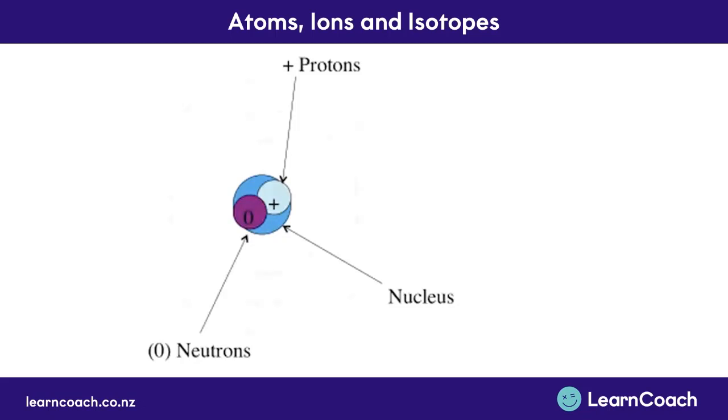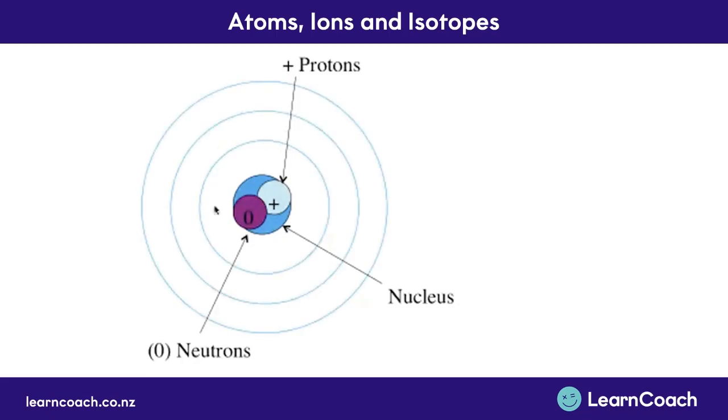Around the outside of this core we have rings. Now these rings hold our third particle, our negative electrons. In an atom, it is the number of protons which decides which type of atom it is. The difference between gold and silver, for example, is given by the number of protons. If we change the number of electrons in an atom, we make an ion. And if we change the number of neutrons in an atom, we have an isotope.